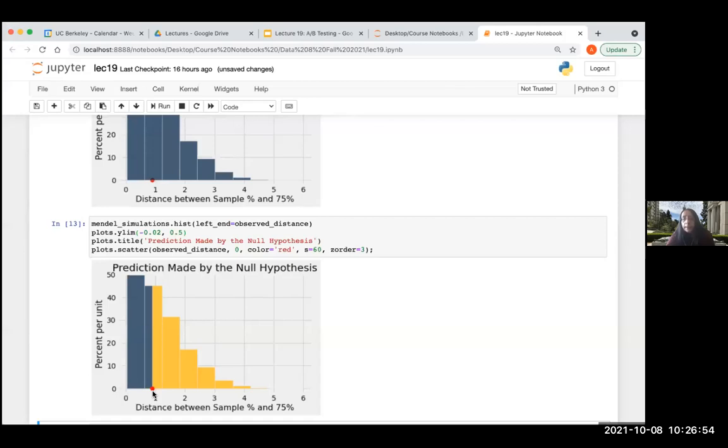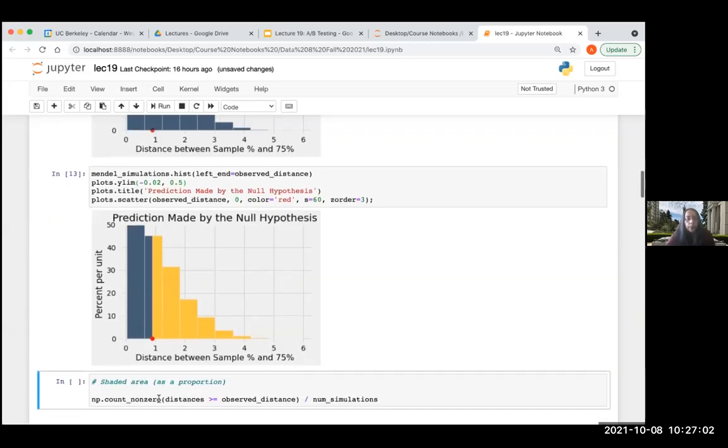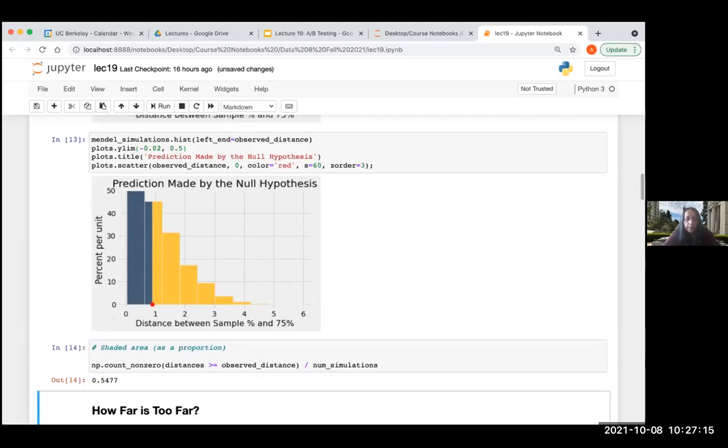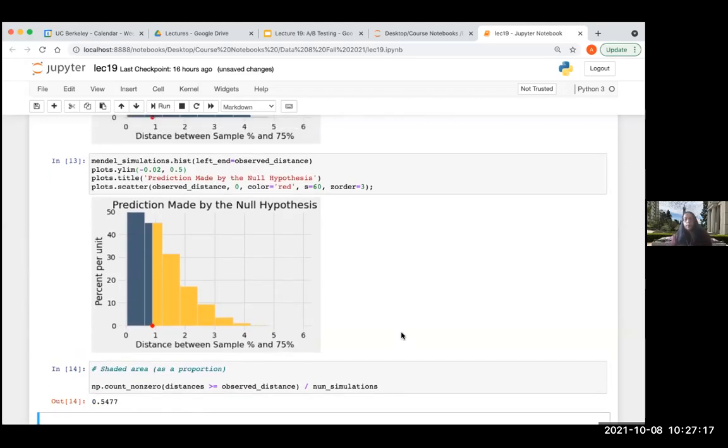The tail area is yellow. I'll be talking a little bit more about that in just a moment. So we're computing the proportion to the right. Okay, and so we do np.count_nonzero, which the distances that were bigger than the observed distance. And we look at that as a proportion of the number of simulations, and we have almost 55%.